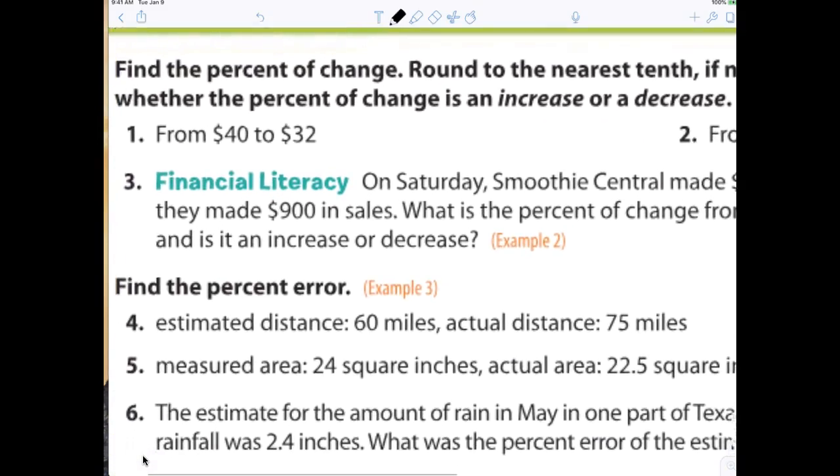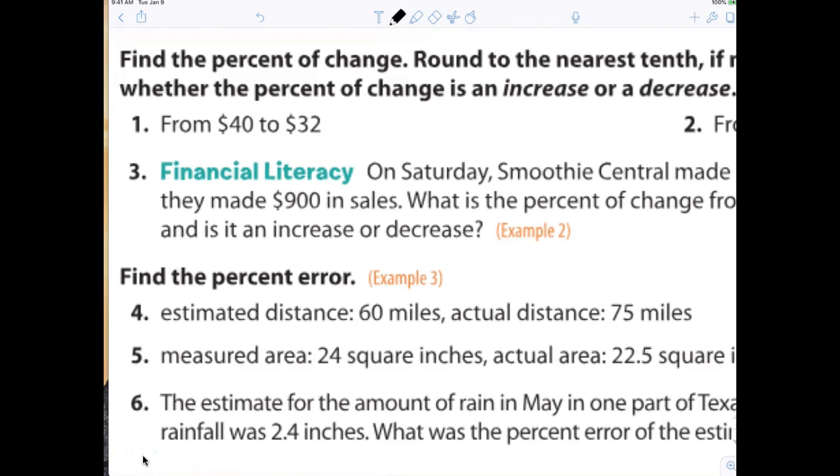From 40 to 32. All right? So what is the change? It's a decrease. What's the change? From 40 to 32 is 8. So I want you to write 8 divided by, what's the original amount? 40. Now you do 8 divided by 40 on your calculator and tell me what that is. 0.2. Now it asks for a percent, so 0.2 is 20%. Now come on, that was easy.